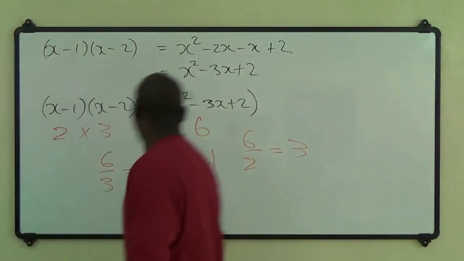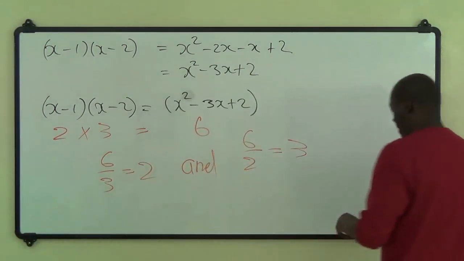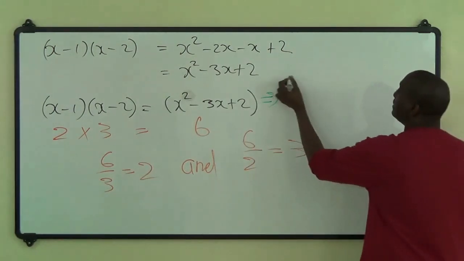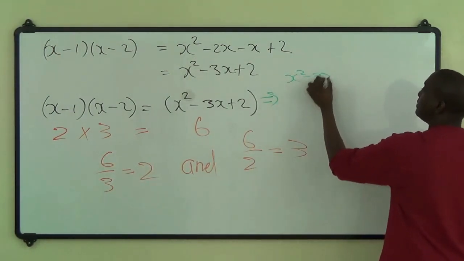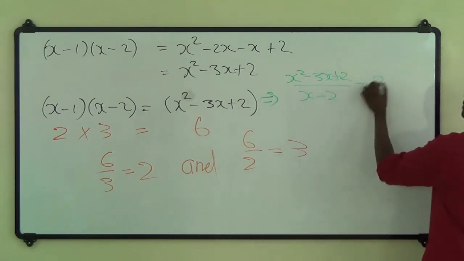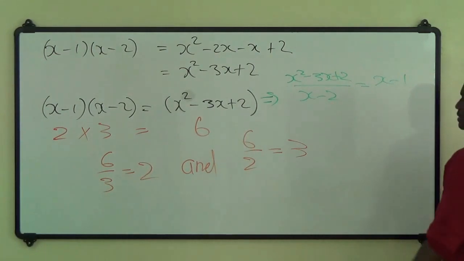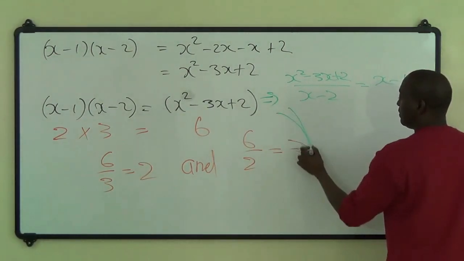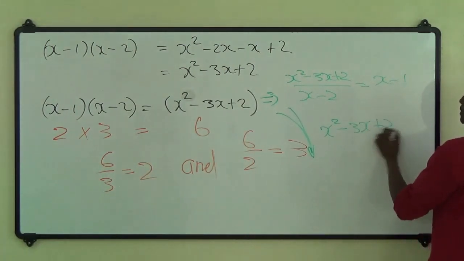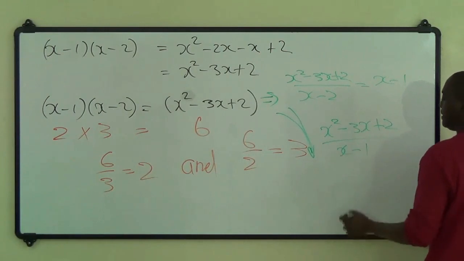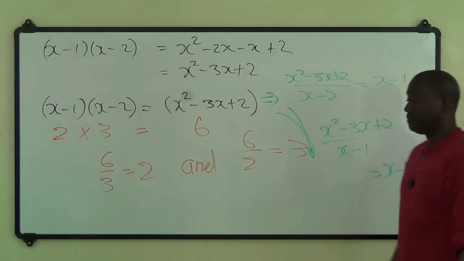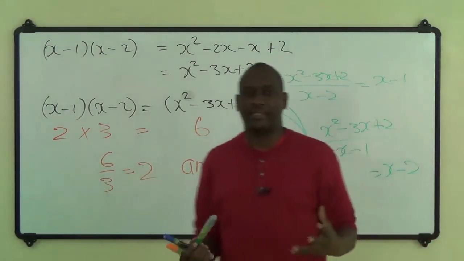So let me change the color of the ink now. Applying this logic, what this will mean is that x squared minus 3x plus 2 divided by x minus 2 will be equal to x minus 1. And what it will also mean down here is that x squared minus 3x plus 2 divided by x minus 1 will be equal to x minus 2. Good? So you know that.